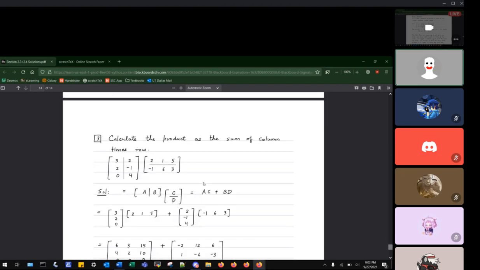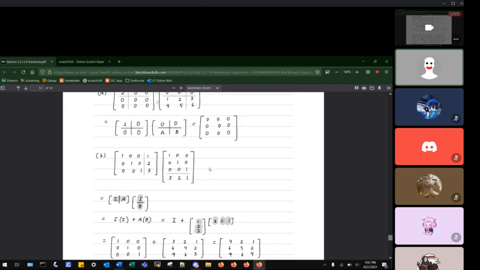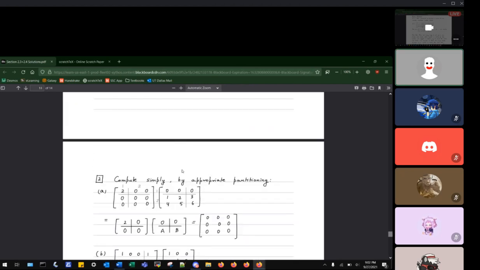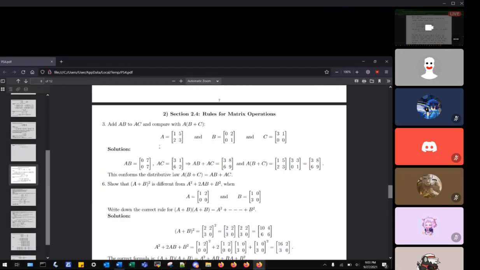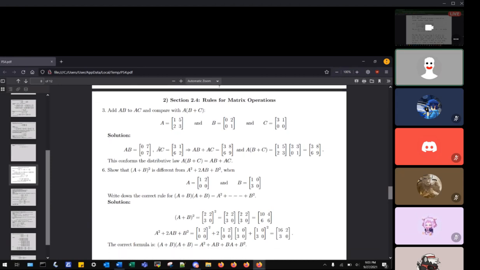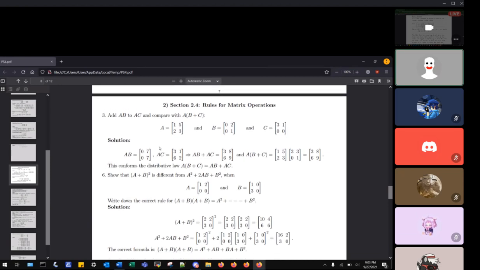Let's do some problems. I feel like that's a better way to understand it for me. Does anyone have any questions before we do problems? Let's go for it. Okay, let's do 3 from section 2.4.